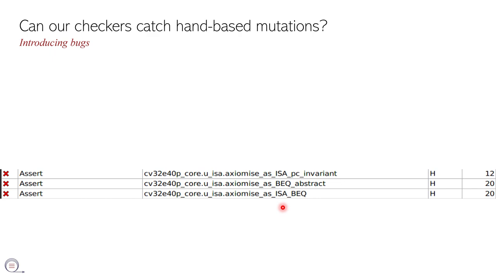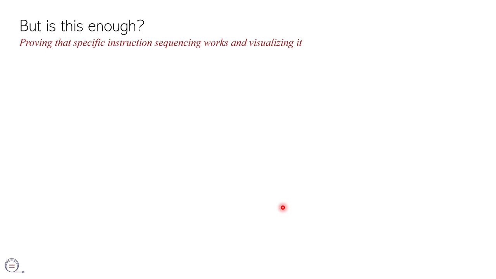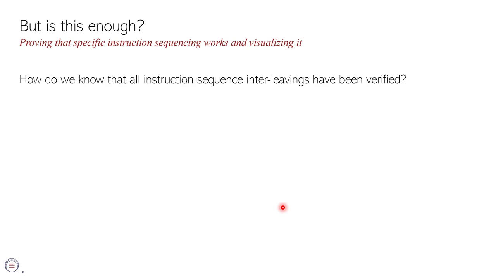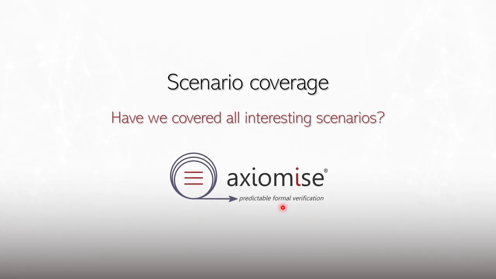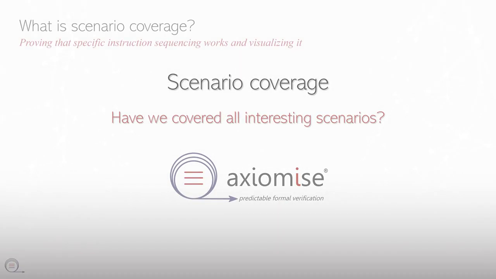So this process has been done to check the robustness of our checkers, to see what kind of known bugs they can catch. But is this enough? I believe it isn't, because how do we know that all instruction sequence interleavings have been verified? Just because I tell you we have proven doesn't make it right. Show me that you've tested all sequences. Prove that you've tested all sequences. So what we're saying here is, let's do scenario coverage. Have we covered all interesting scenarios?